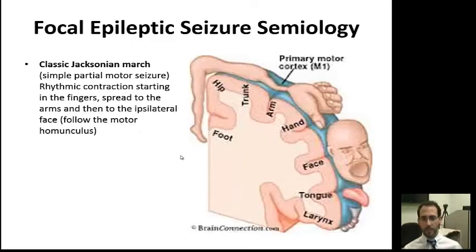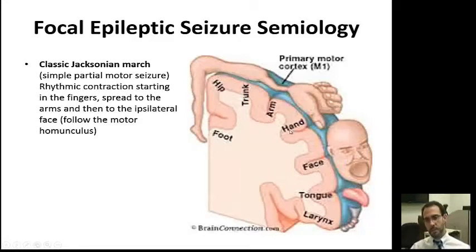It's a rhythmic contraction that starts in the fingers, and so thinking about that, it will start in the area around the hand, and interestingly enough, will spread to the ipsilateral sides of the face, and then progress to the arm, and later also progress into the trunk, and also involve the hip. And that's what the typical classic Jacksonian march is.